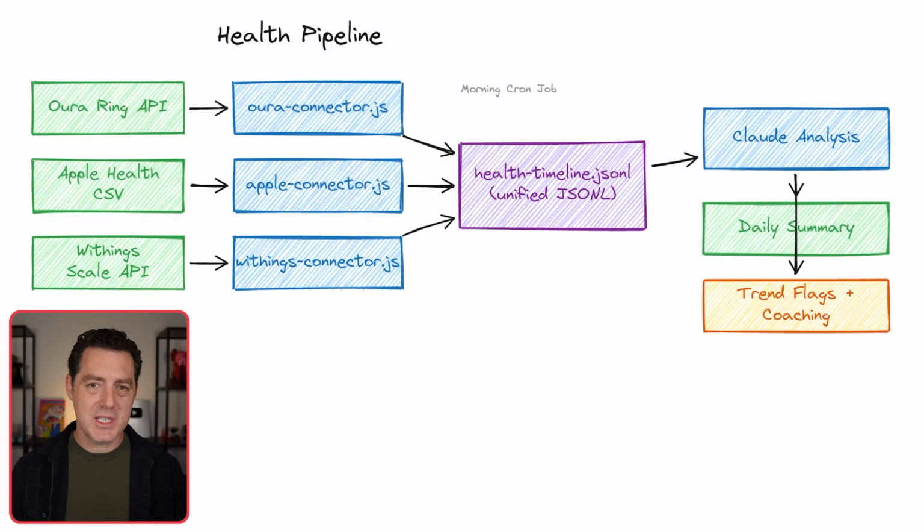All right, two last use cases from Jonah, from my team. These are ones that he uses, that he loves, and what I've seen a lot of other people do as well. He does a lot of health tracking. So he has an Oura Ring, Apple Health, and Withings scale, which I'm not actually sure what that is. He ingests all of these things into a JSON-L file, runs Claude analysis on it, daily summary, and trend flags plus coaching. So it's very easy to set up a very personalized health coach using this.